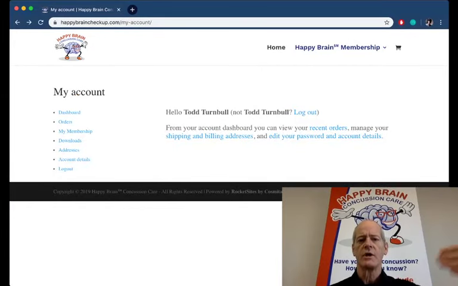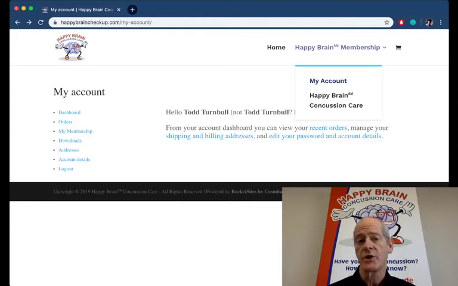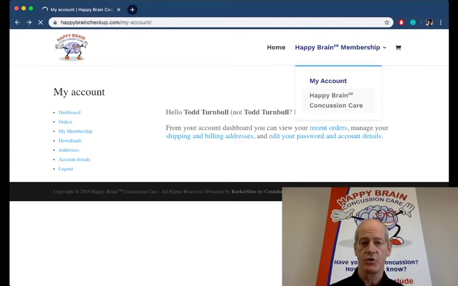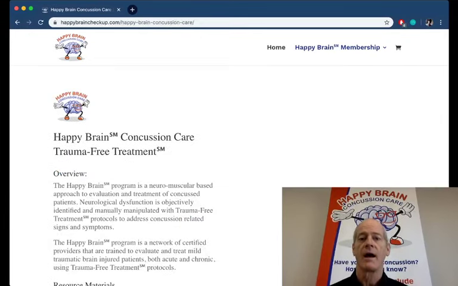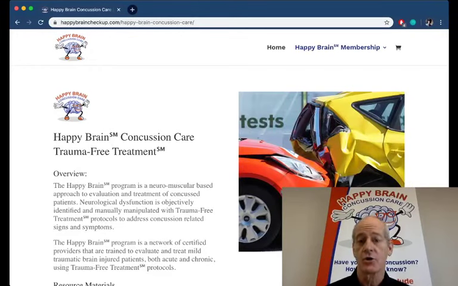So once you create your free membership, you come in. This is your dashboard. On the left here, you'll see it says My Account, Dashboard, Orders, My Membership, etc. And then on the top of this page, we're going to go to the right where it says HappyBrain Membership, and then we're going to go down to HappyBrain Concussion Care and go to that link, and that's going to bring you to all the training materials that I have, including access to the HappyBrain exam form as well as the concussion treatment protocols.